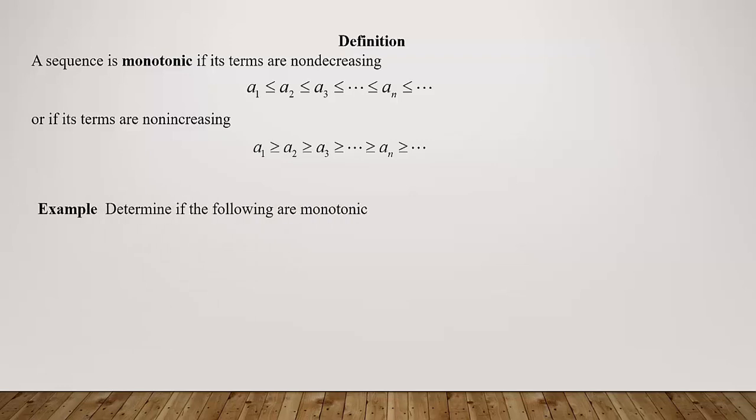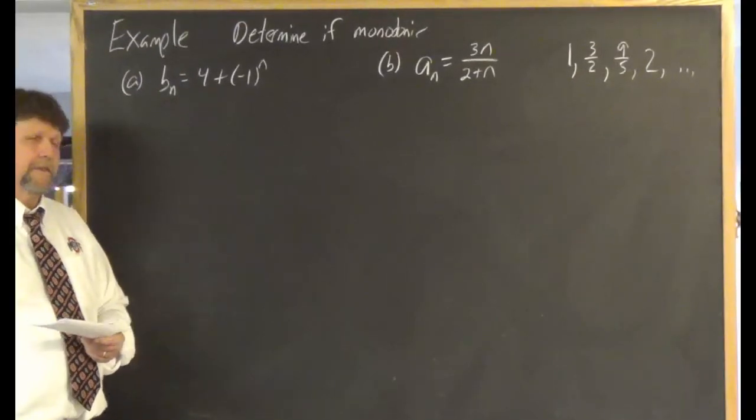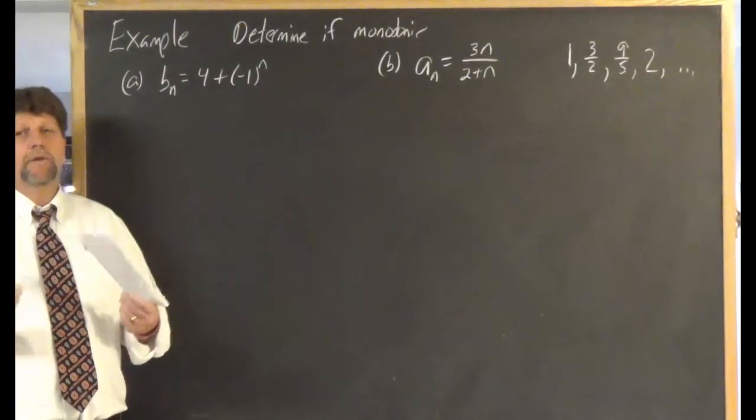So let's look at an example here on how we can determine if we have something that is monotonic. Two parts here. First, b sub n is the sequence given by 4 plus the quantity negative 1 to the n. And part B, the sequence is given by a sub n equals 3n over 2 plus n. You should write these down. Make sure you have them written down, because I'm going to head off to the chalkboard to work through this example.